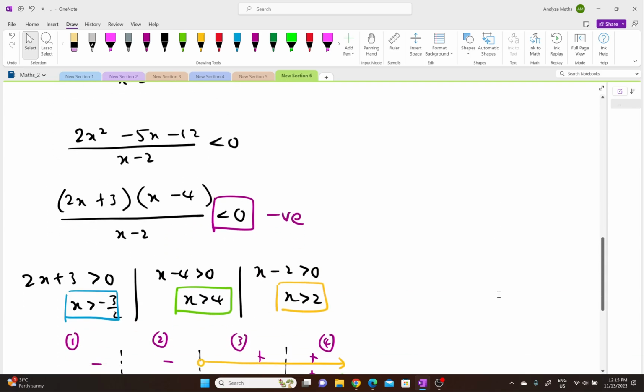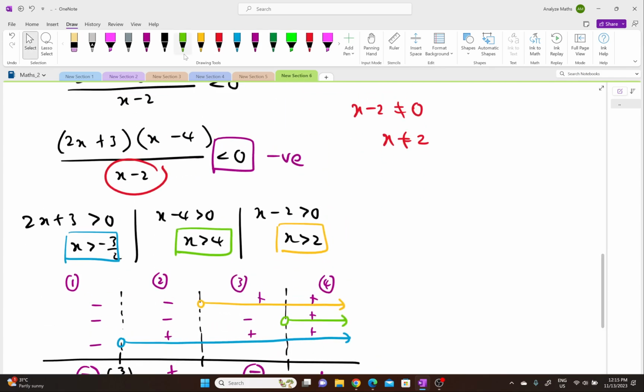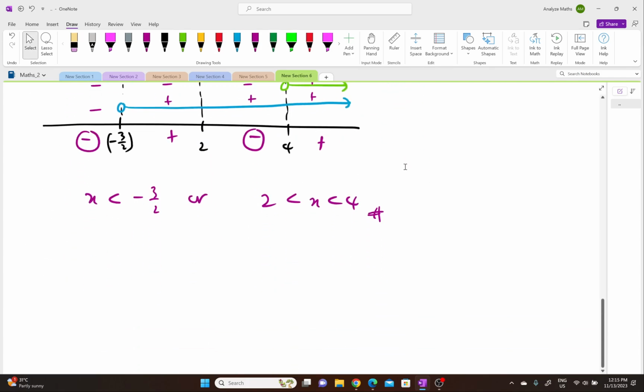And double check what values we do not want. You can see here x cannot be equal to 0, so we do not want x to be 0. X minus 2 cannot be 0, so we don't want x to be 2. You can see here there's no equal here, so this is okay, this is also okay, so you can leave the answer like this.